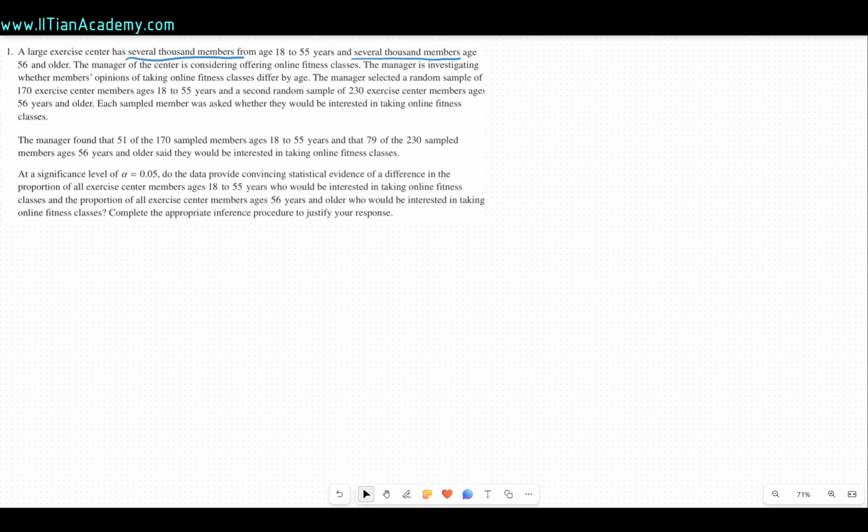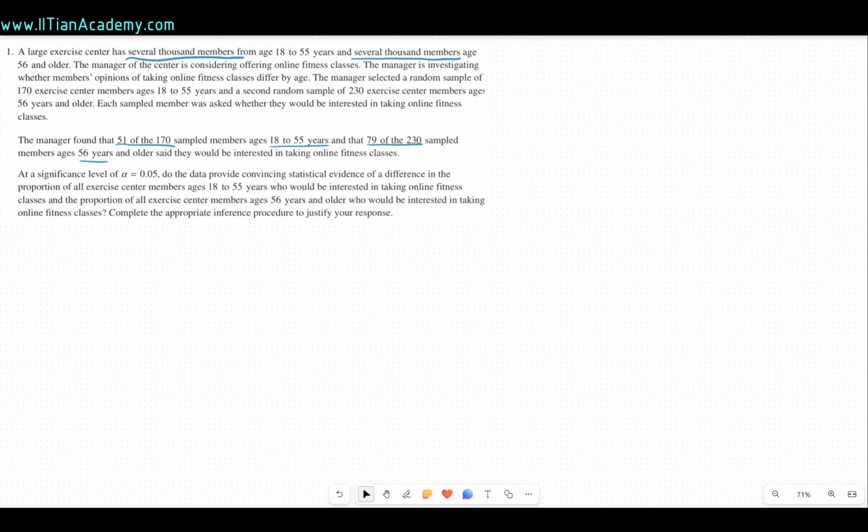The manager is considering offering online fitness classes and wants to determine whether these people are interested in this or not. So we select a random sample of 170 people between 18 and 55 years old and 230 people who are 56 and older. And they're all investigated, and we have found this data. So 51 of the 170 are interested in taking online classes, and 79 of the 230 above 56 are interested.